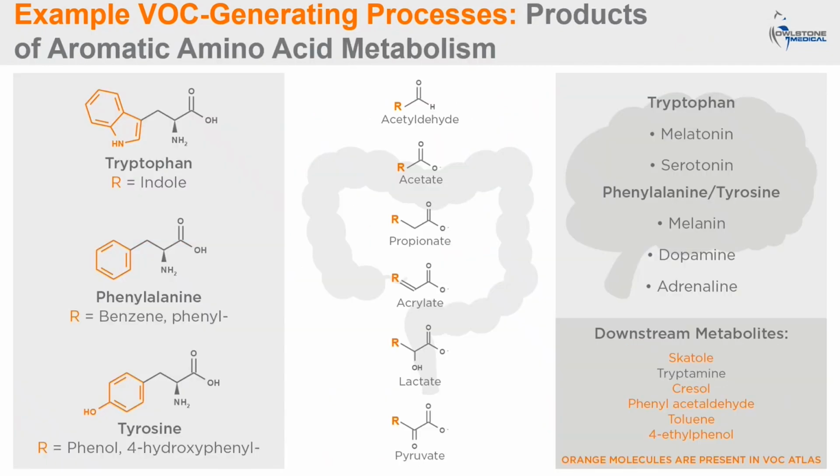Products of amino acid metabolism, so things like tryptophan, phenylalanine, tyrosine, both the buildup of those compounds and the degradation of those compounds and their downstream metabolites are also often volatile and can be seen in breath. And those are in our HRAM library.